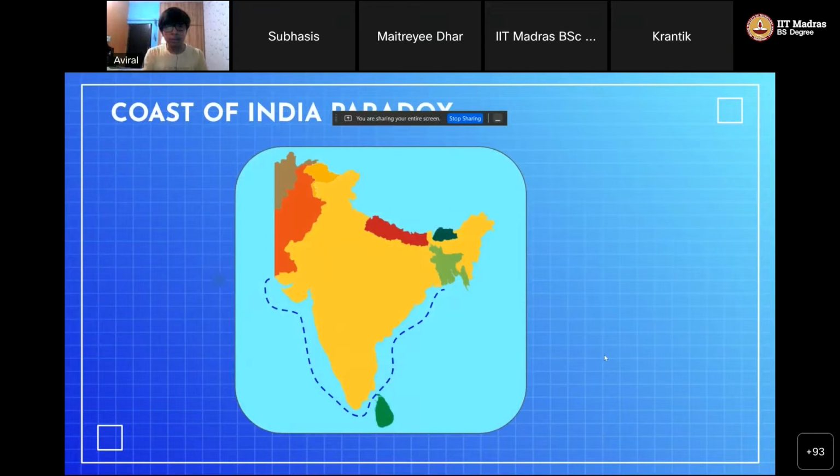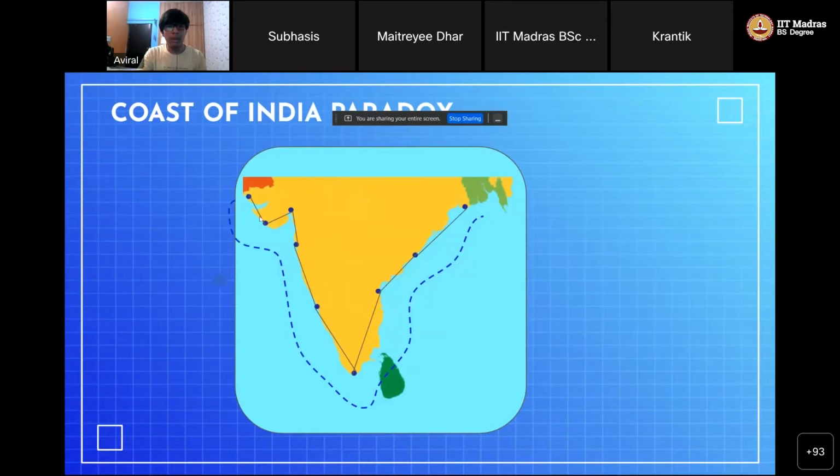This is a paradox. It's a situation in which I want to find out the perimeter of the coast of India. I just want to measure the coast of India and find its perimeter. So what I will do is map it by putting dots and connecting the dots, and I will get a rough estimate of the perimeter. But this is not the exact perimeter of the coast of India. So I will do it one more time and make it a bit more accurate, but it isn't that accurate.